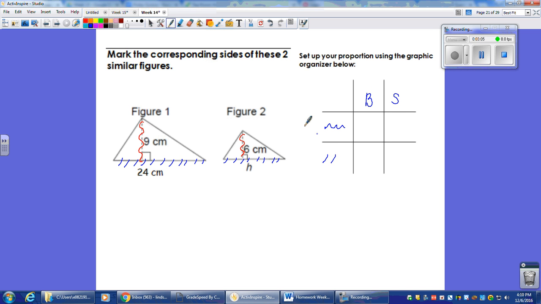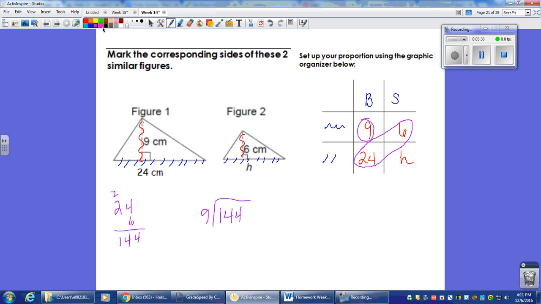And when I look at this, the big one, the squigglies are represented by 9. The big one, the dashes are represented by 24. Looking here, the small one, the squigglies are worth 6, and the dashes are worth H. So from here, I'm going to cross multiply 24 times 6 and divide my answer by 9. So 24 times 6 will give me 144. And I'm going to do 144 divided by 9.